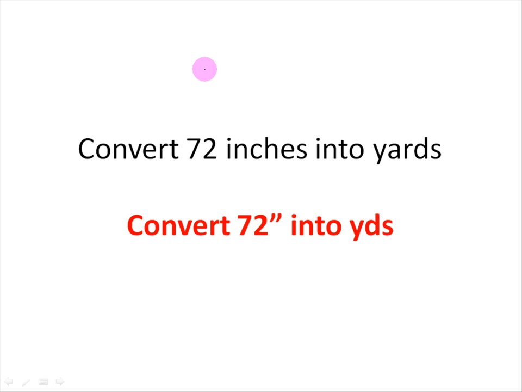All right, convert 72 inches into yards. YDS is how we abbreviate yards. Okay, we're going to convert 72 inches into yards. 72 inches is how many yards? Well, let's multiply this times 1, and we will say that 1 yard is 36 inches.